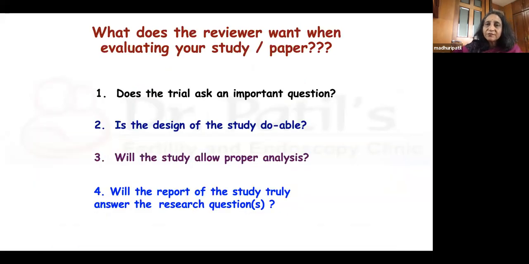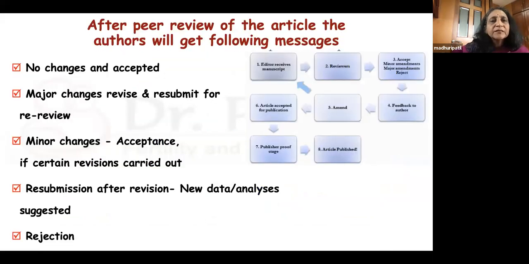So what does the reviewer want then when he's evaluating a study or paper? First, what he's going to check is: does the trial ask an important question? Is the design of the study doable? Will the study allow proper analysis? Will the report of the study be clear? So the reviewer is going to see these 4 things when he reviews a paper.